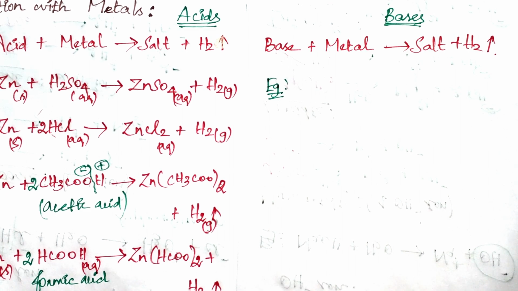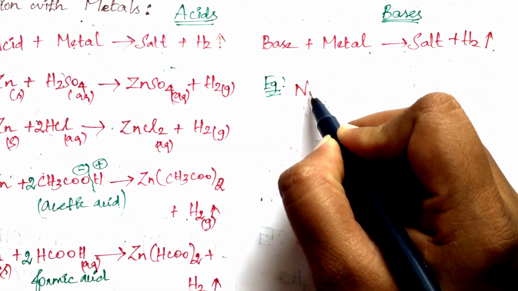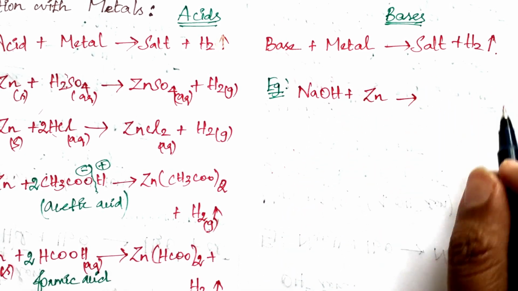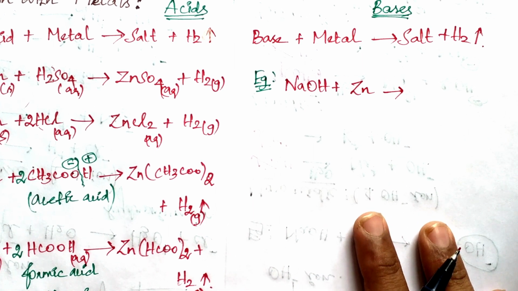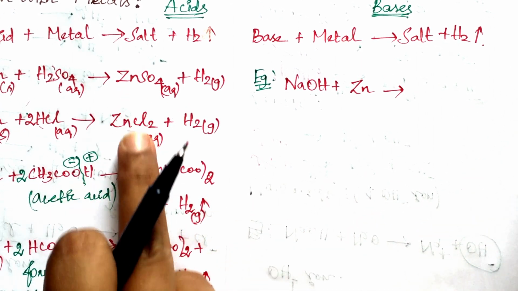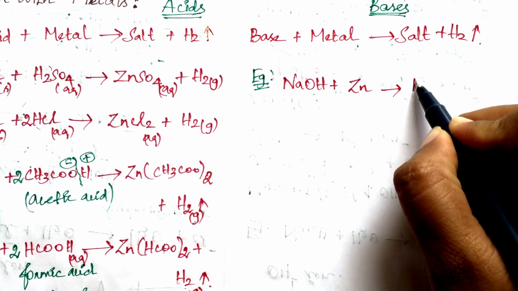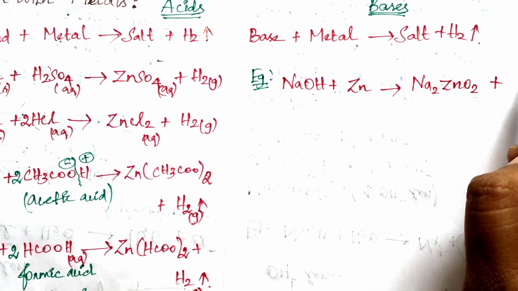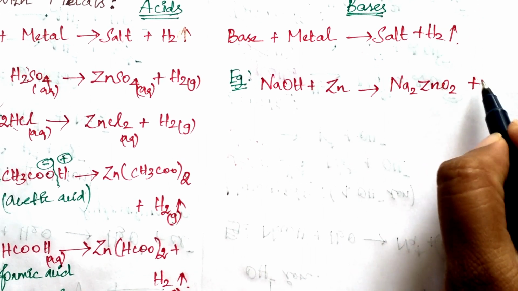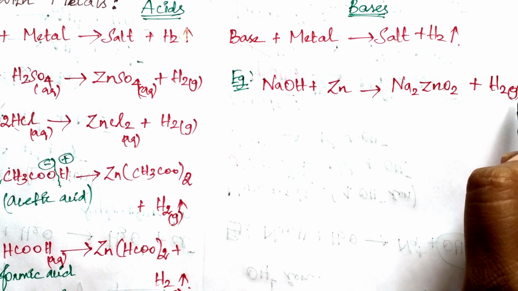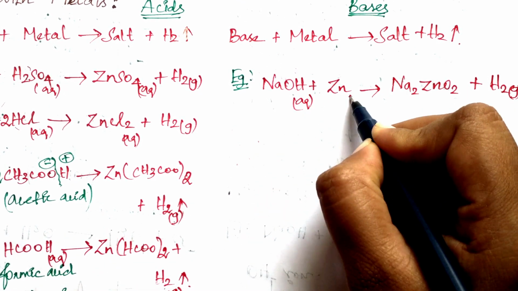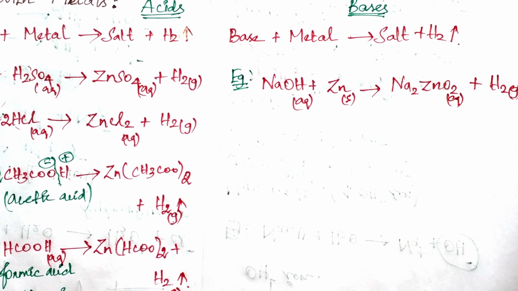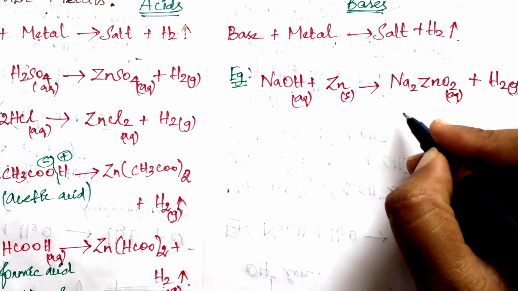Now I am taking the example of the base sodium hydroxide, and the metal is taken as zinc. See here, it forms a different compound. It is also a salt, but it is not like the acid salts. It forms Na2ZnO2 plus hydrogen gas. Here it is an aqueous solution, this is a solid, and here also it is an aqueous solution. So the name of this Na2ZnO2 is sodium zincate.